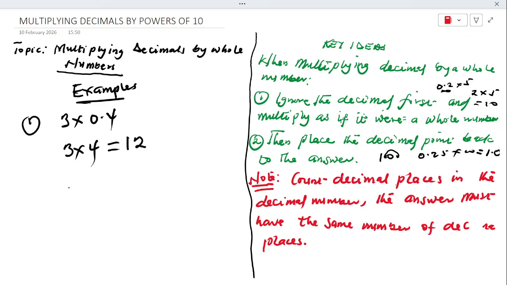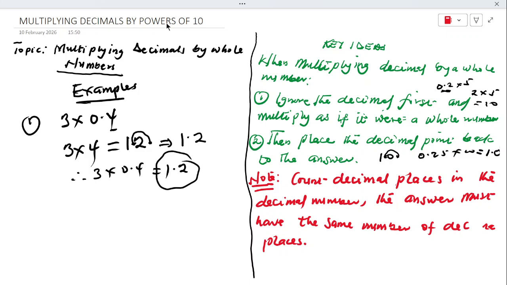Now you ask yourself, how many decimal places does the decimal number have? It has only one digit after the decimal point, so it has only one decimal place. Hence, the answer should also have one decimal place. So you stand in front of the number and then you move one place to the left. This brings the decimal point to the middle, giving you 1.2. Therefore 3 times 0.4 is equal to 1.2 as our answer.